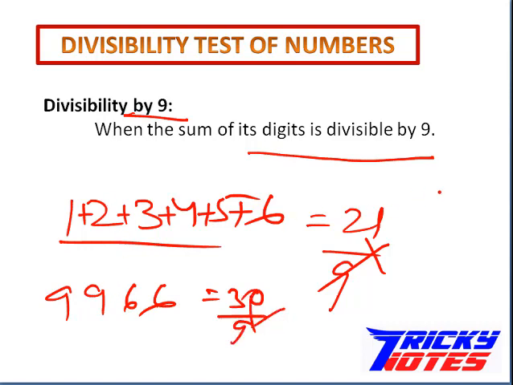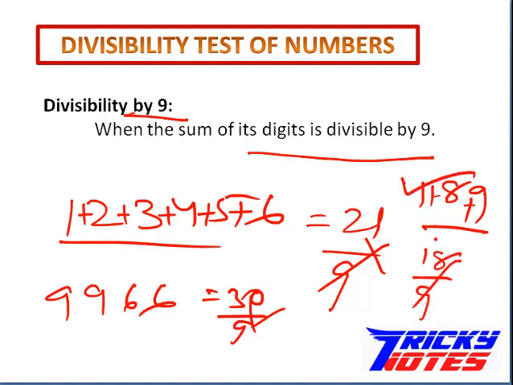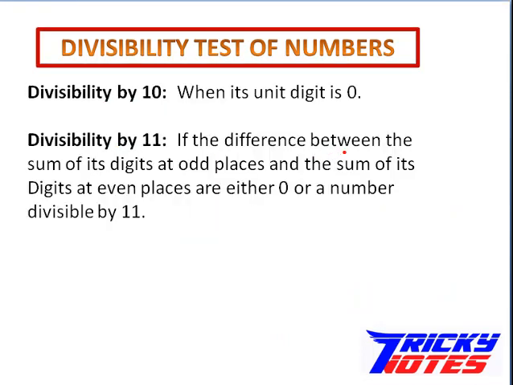Let us take one more example. 1, 8, 9. Now the sum is 18. 18 by 9, yes, it's divisible. So if the sum of the digits is divisible by 9, the number is divisible by 9.